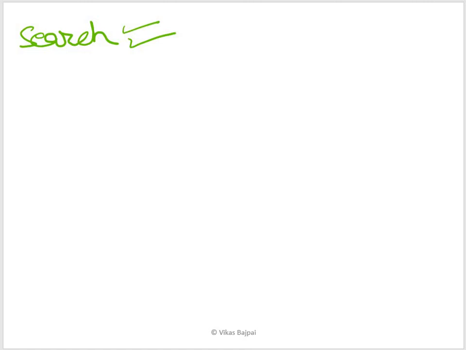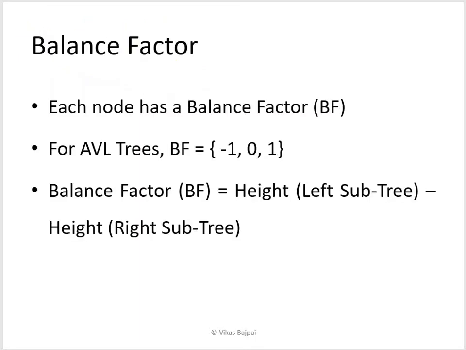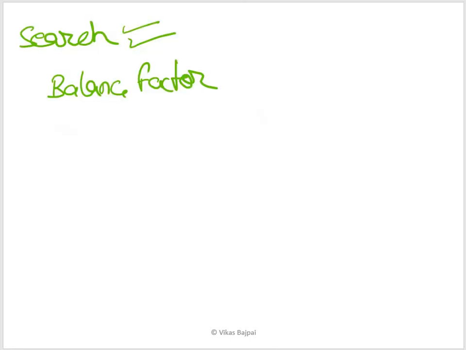Now, there is something called balance factor. So that is an additional point added to my AVL trees. In case of balance factor, each node of the tree will have a balance factor which will range from -1, 0 or 1, not more than that.